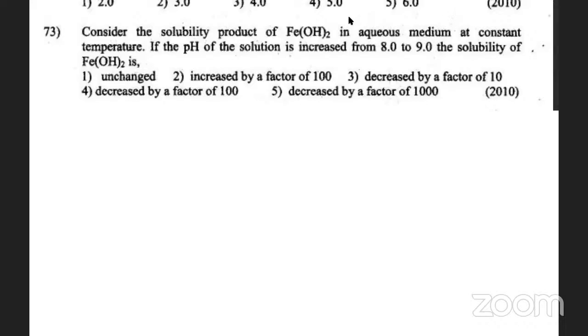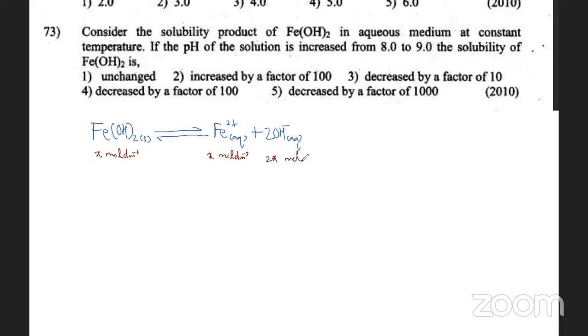Okay, interesting. Now when you take Fe(OH)2 solubility product and pH combined, see, solid, first it turns to Fe2 plus aqueous and 2OH minus aqueous. Alright, so if the solubility of this is x mole per decimeter cube, we know this is going to become x mole per decimeter cube, and here it is 2x mole per decimeter cube. That is how it works, no people?